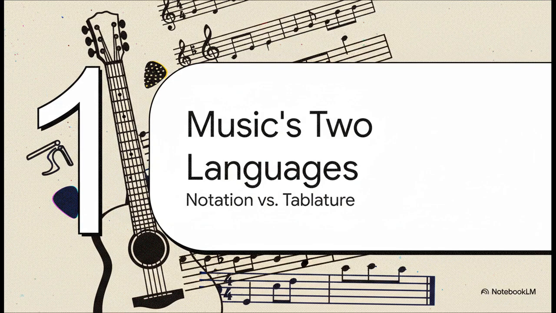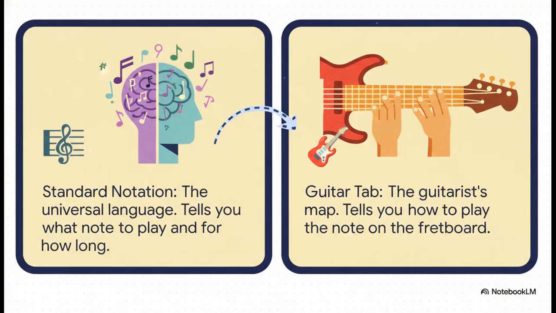The very first thing you need to know is that for us guitar players, music is usually written in two ways that work together. You've got standard notation, and then you've got guitar tablature, or what everyone just calls tab. This right here, this is the key to everything. Standard notation tells you what to play. It's the universal language that a piano player, a violinist, anyone can read. It shows the note and the rhythm. But tab is the how. It's a custom-made map just for guitarists that literally shows you exactly where on the neck to put your fingers. So one tells you the idea, the other tells you the action.